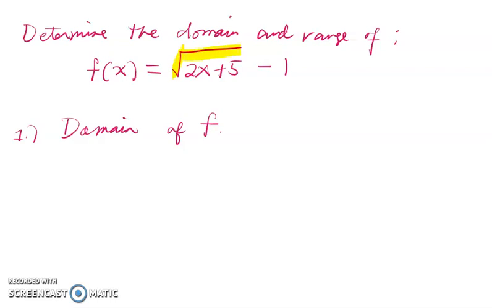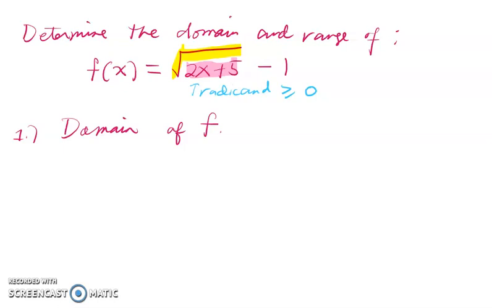And kailangan, no, so sa rules ng radical, kailangan yung ating radicand, no, ito yung tinatawag natin na radicand, itong naka-pink. The radicand must be greater than or equal to 0. So yun yung rule ng ating function, ng radical sign.